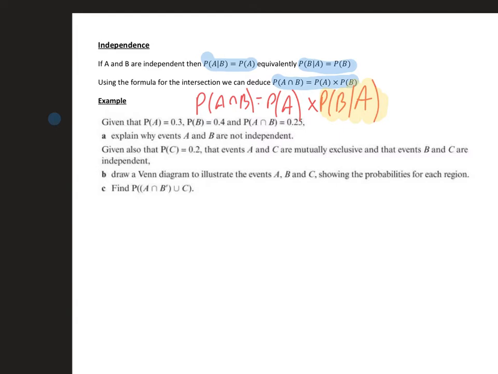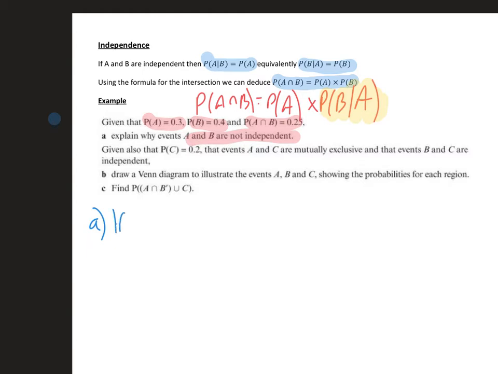So let's have a look at an example where we're going to use this. Given that probability of A is 0.3, probability of B is 0.4, and probability of A and B is 0.25, we're going to explain why events A and B are not independent. So let's do that first of all.